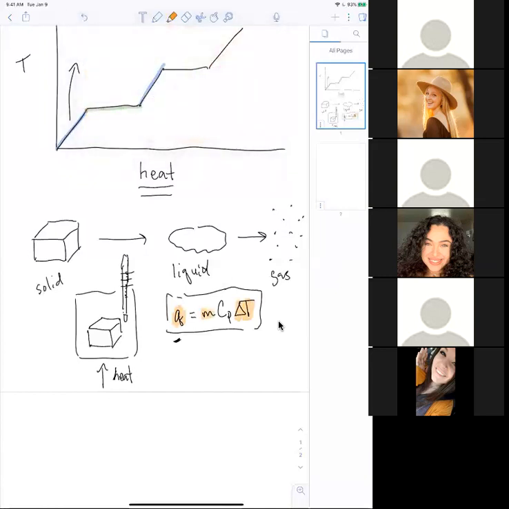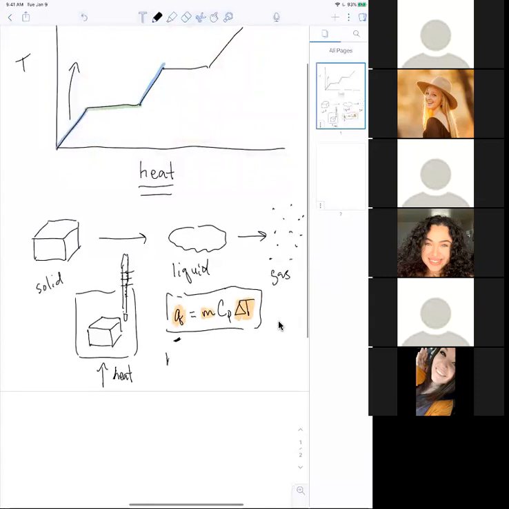This is just the mass. So this is heat, and it's equal to the mass of whatever you're heating times, we'll get to what this is, times the change in temperature. If you were to write this out in plain English, it would look something like this. So all of those parts of this equation should look reasonable.